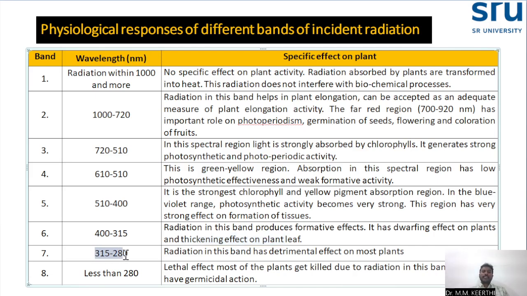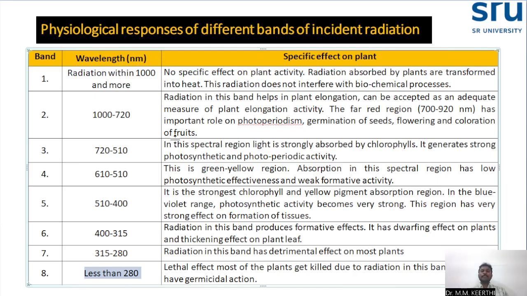Seventh, 315 to 280 nanometer. This is a highly weak formative stage. It will create a detrimental effect on most of the plants. When we come to less than 280 nanometer, all the plant tissue is killed. Less than 280 nanometer is almost UV radiation, so germicidal action will occur. So these are the different wavelengths.